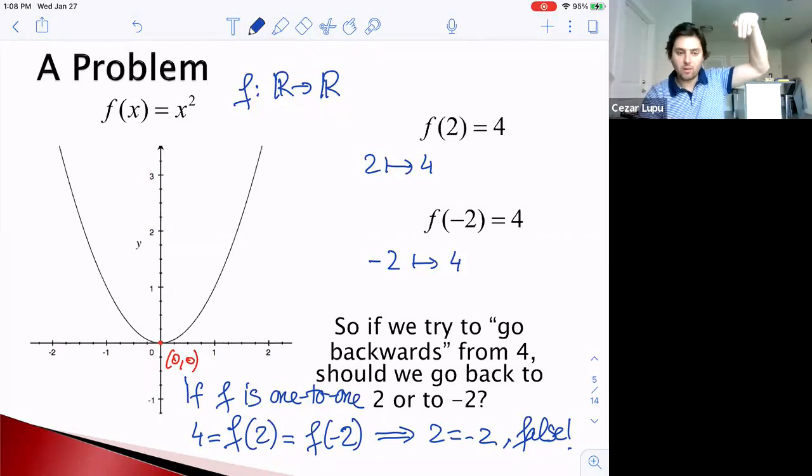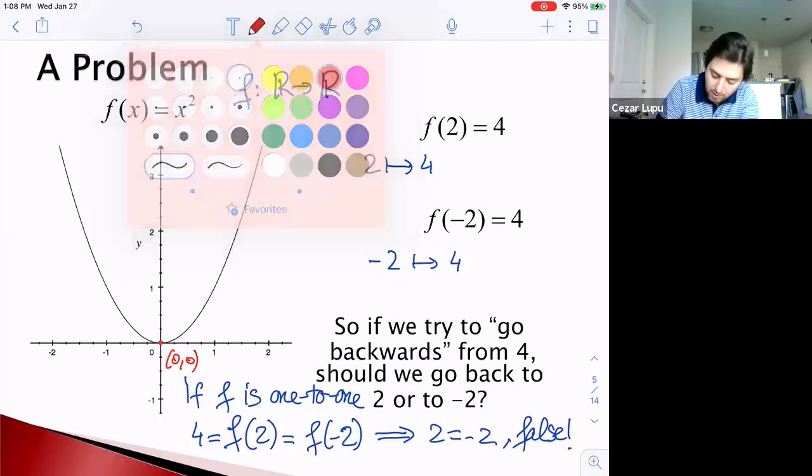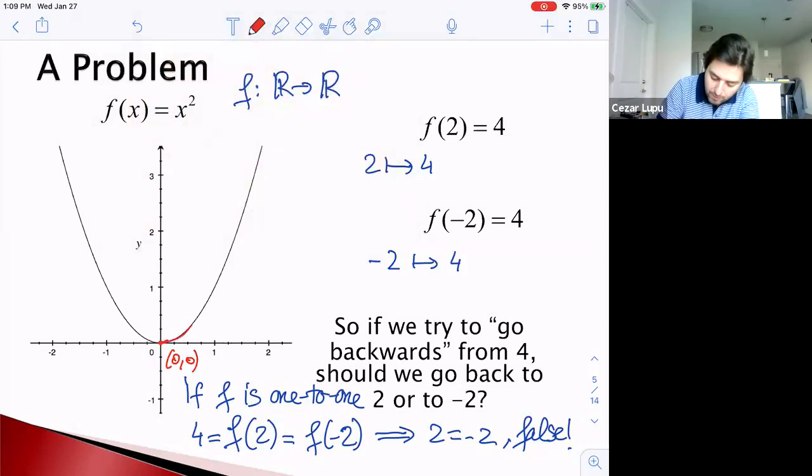The graph is decreasing from negative infinity to 0, and then it starts increasing again, correct? There is a theorem which says that any monotonic function, meaning increasing or decreasing, is 1-to-1, but not the other way around. So if I restrict this function only to this part, starting from 0 all the way to infinity, my function will be 1-to-1, but only on this part.